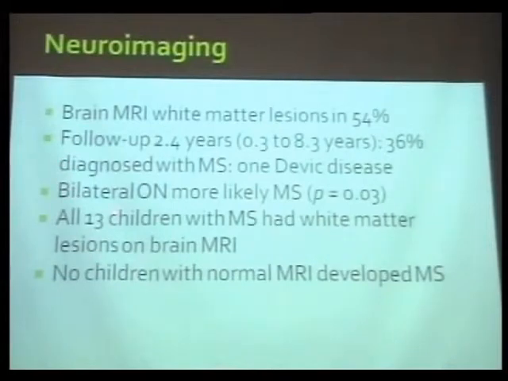And what was fascinating about this study is bilateral optic neuropathy, the thing that Peter and I just told you was not typical for multiple sclerosis, is more likely, in this study at least, to develop MS. All these children had white matter lesions on their brain MR, and no child who had a normal brain MR at onset developed multiple sclerosis, at least with this short follow-up. So as opposed to all the stuff we told you about adult optic neuritis, childhood optic neuritis looks and acts differently than adult optic neuritis.